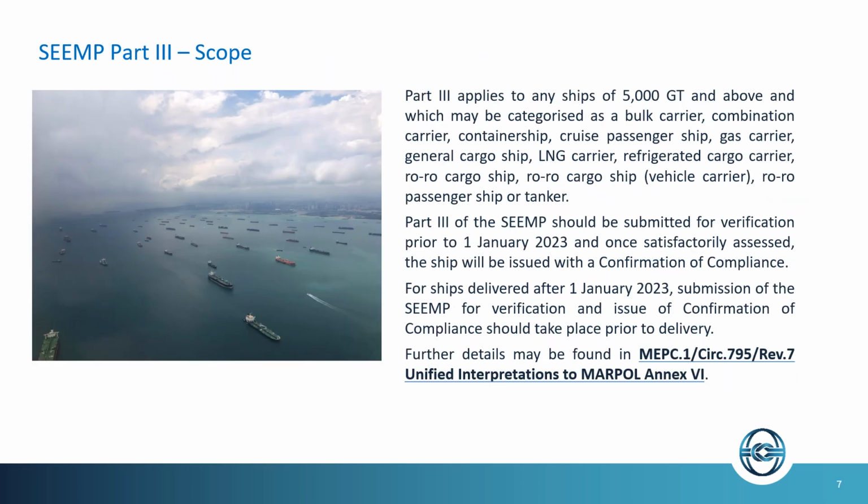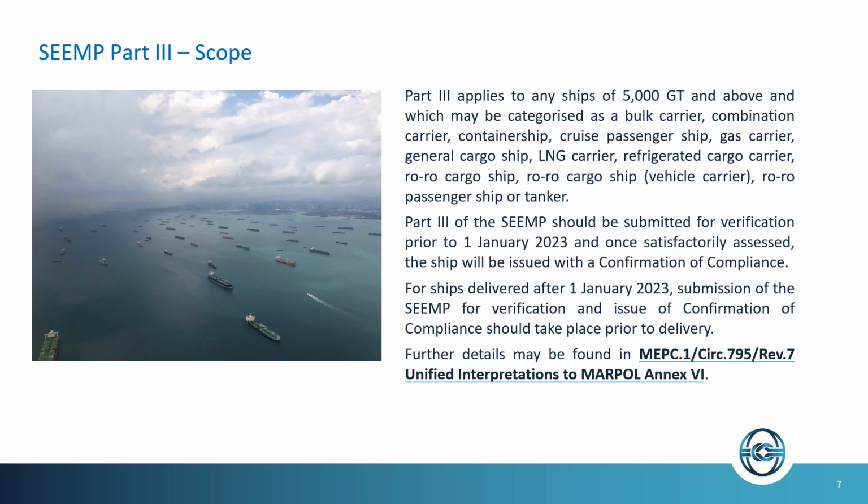Part 3 applies to any ships of 5,000 GT and above, and which may be categorized as a bulk carrier, combination carrier, container ship, cruise passenger ship, gas carrier, general cargo ship, LNG carrier, refrigerated cargo carrier, ro-ro cargo ship, ro-ro cargo ship vehicle carrier, ro-ro passenger ship, or tanker.